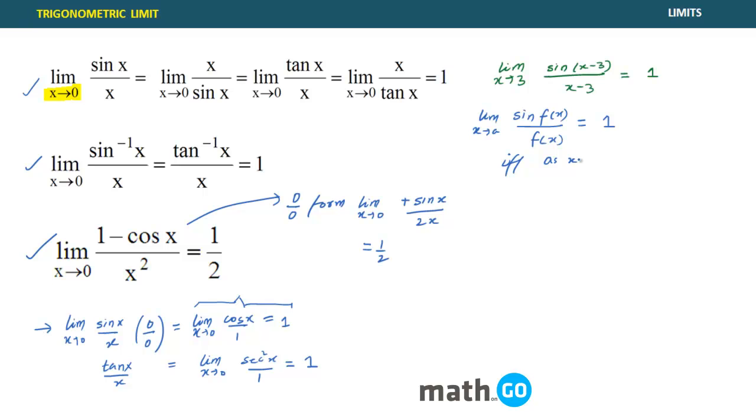if, as x approaches a, f(x) tends towards 0, so that you get something of the sort sin 0 by 0, which is nothing but 0 by 0 form. So this formula is actually for 0 by 0 form. This is how you should interpret this particular case. Okay, so if you apply this concept here, you can notice that x is not tending towards 0. First of all, it is tending towards 3. You put it here, it becomes sin 0, and the same value of the function is in the denominator. So that is why I'm saying the answer is 1. Got it? Let's start doing questions on this.